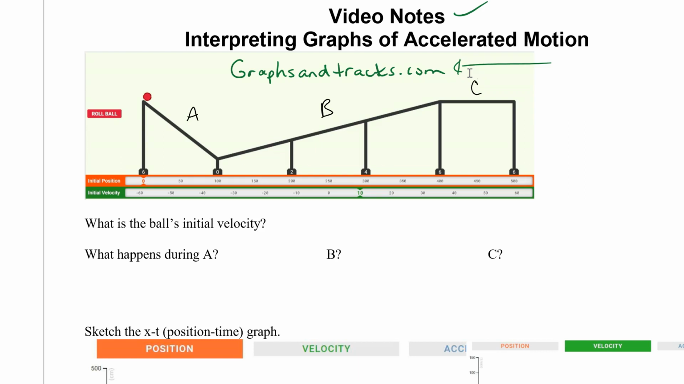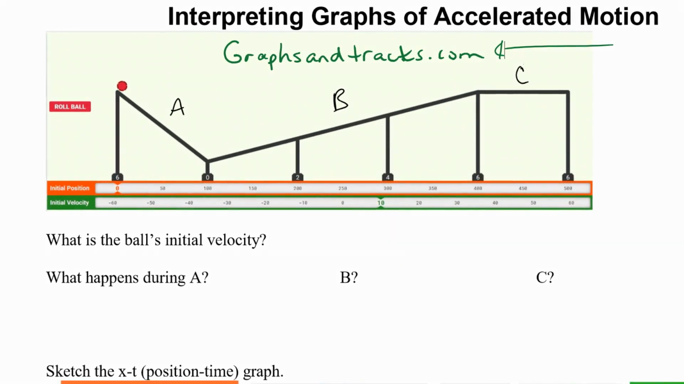And just before I go and check out graphsandtracks.com, let's analyze the situation and see if we can answer a couple of questions. It says, what is the ball's initial velocity? So that would be right over there. The ball's initial velocity is set at 10 meters per second. I could also ask, what's the ball's initial position? And you can see by two ways. One is because that's been selected, and also the ball is right over top of that spot.